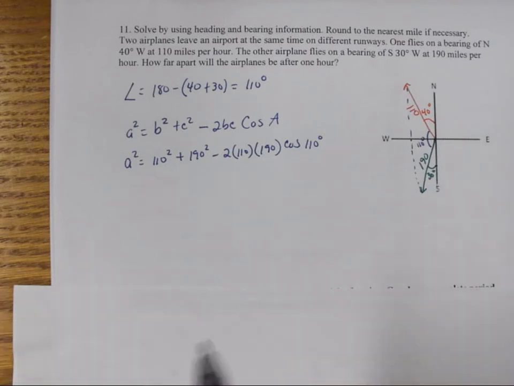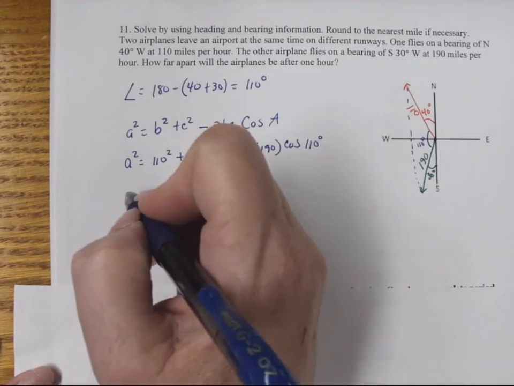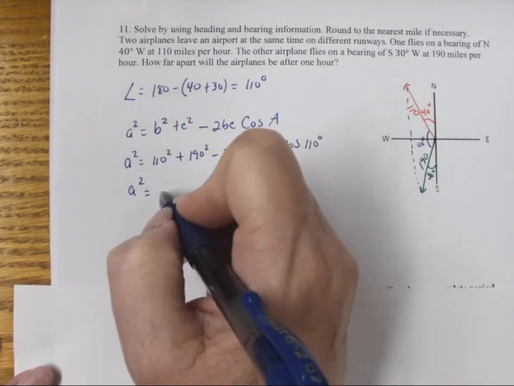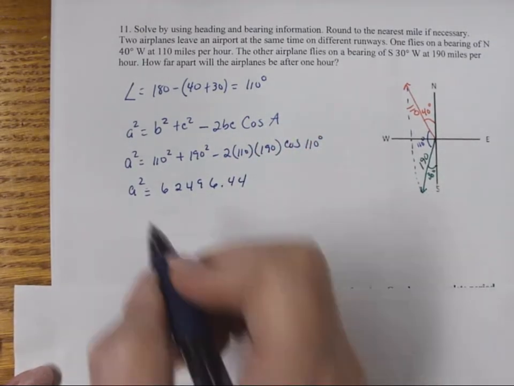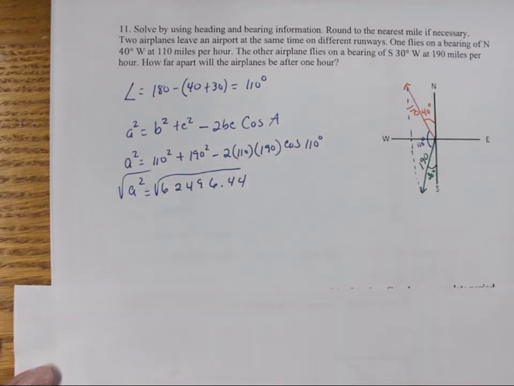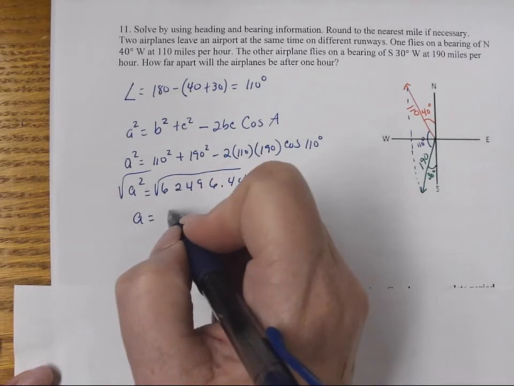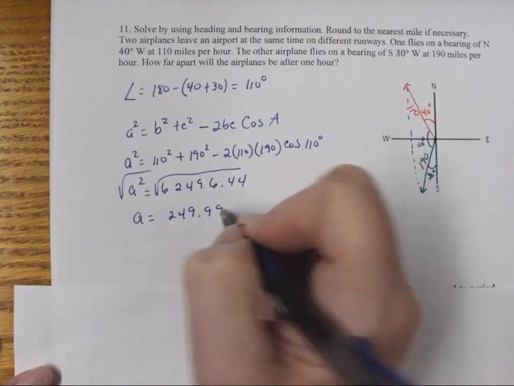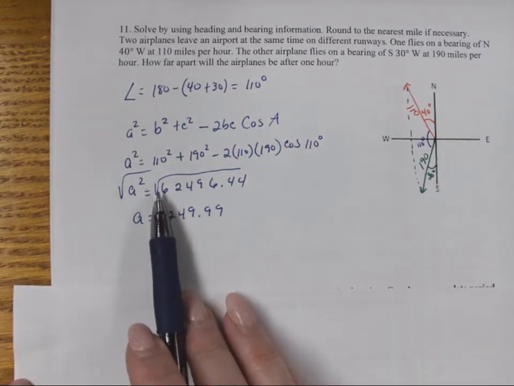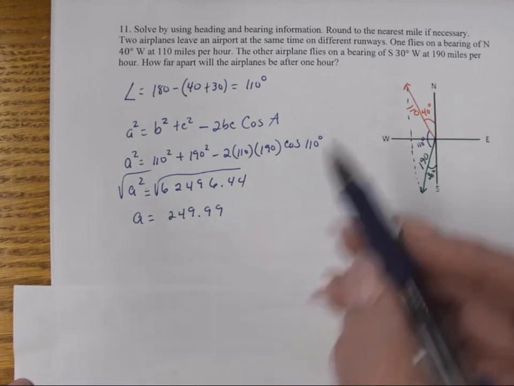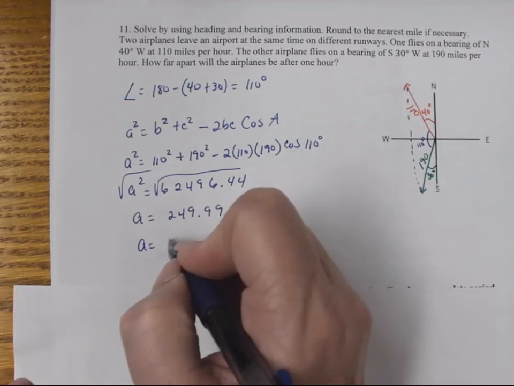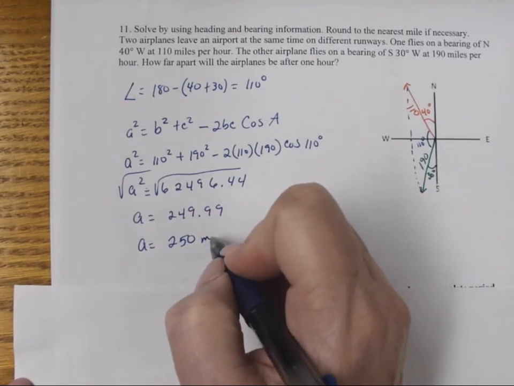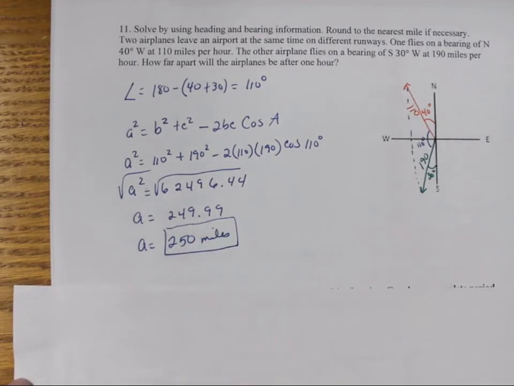So we're going to figure out this whole value by putting it in a calculator, and we get A squared is equal to 62,496.44. We're going to take the square root of both sides, and A is going to be 249.99. Now, we didn't worry about plus or minus because, again, we're talking about a distance, but it said in our problem to round to the nearest mile if necessary. So A is going to be equal to 250 miles. And that would be your final answer as to how far apart our airplanes are in 1 hour.